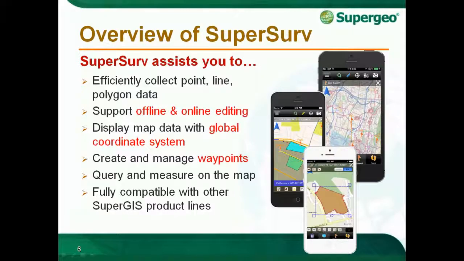Now, it's the overview of SuperSurv. You can capture line, point, and polygon data with SuperSurv, and it supports offline editing. So if you don't have an internet connection, you can still use this application. We also support global coordinate systems, so wherever you are, you can have your correct map displayed. And you can have waypoints as guidance, and useful tools like query or measurement tools. They can help you explore the map.